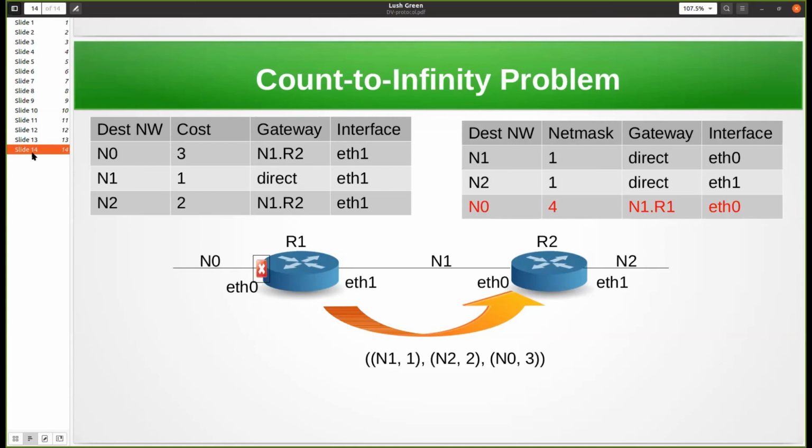What I want you people to do is try to think. We'll be breaking now, right? We'll be taking a break of 10 minutes. Try to think, what are the solutions to this count to infinity problem? What do you think we can do to prevent it from happening? Okay, and we'll discuss those in the next session.